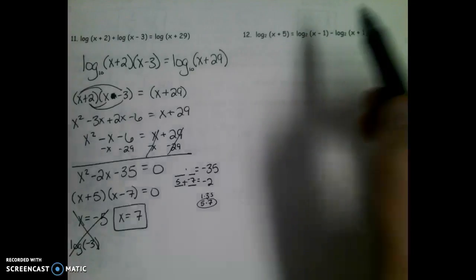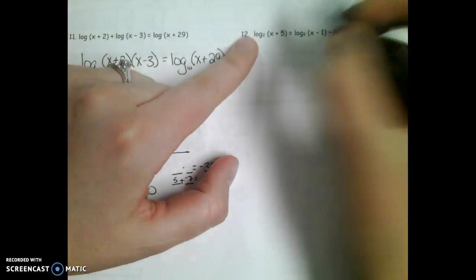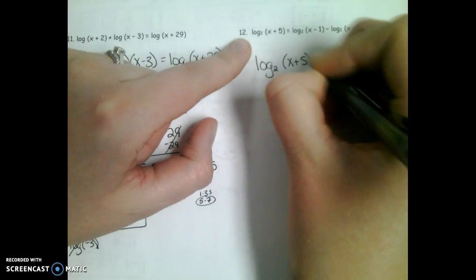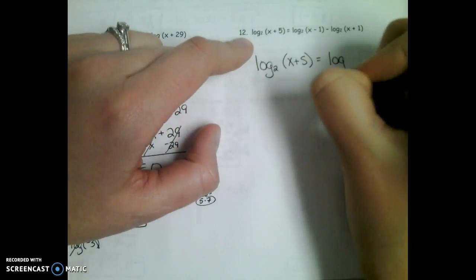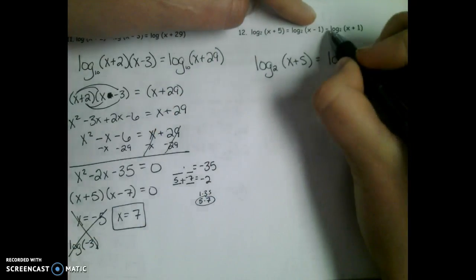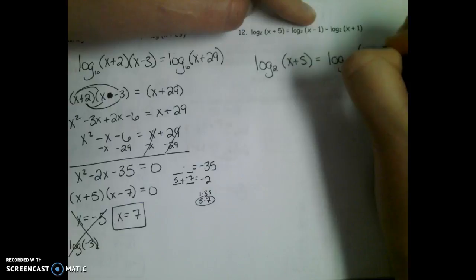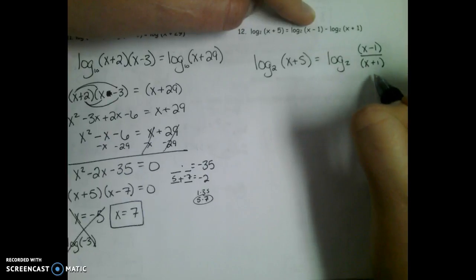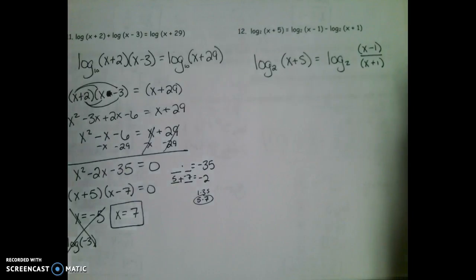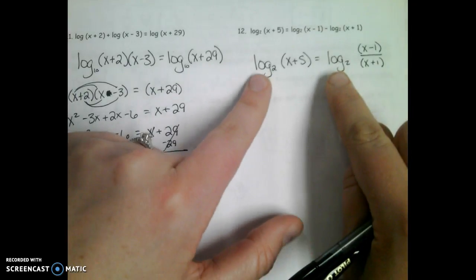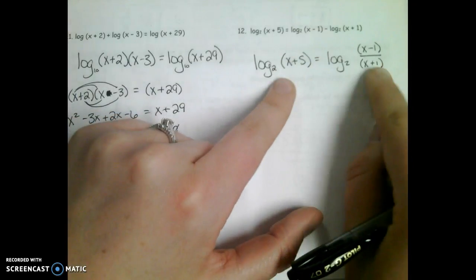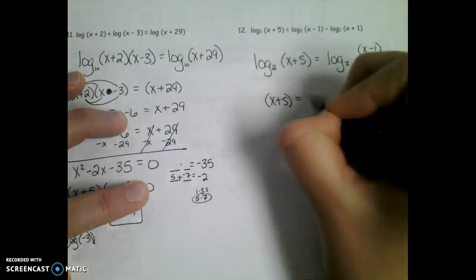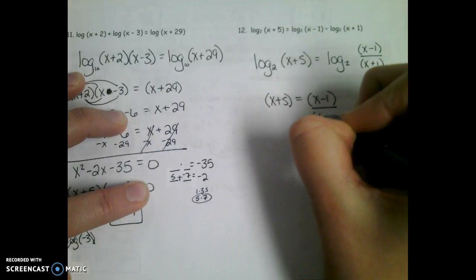Number 12, we have to start with condensing. I see 3 logs here, so we need to condense. There's our equal sign. So we've got log base 2 of x plus 5 equals log base 2. Subtraction between the logs means division. So this means x minus 1 is on top and x plus 1 is on the bottom. Condensing is done. Now, log base 2 of stuff equals log base 2 of stuff, so the stuffs have to be equal to each other. So x plus 5 has to equal x minus 1 over x plus 1.